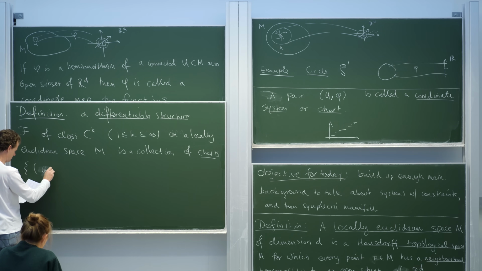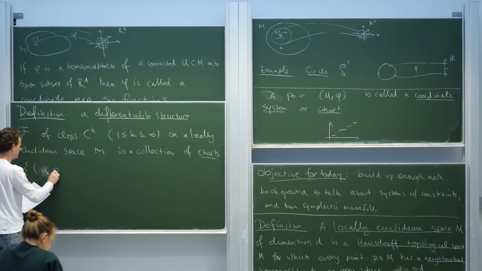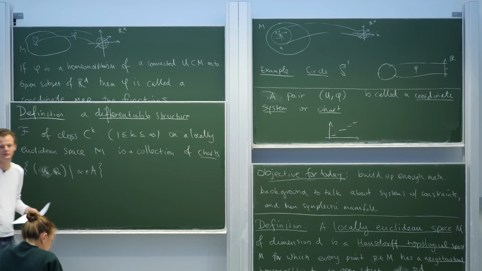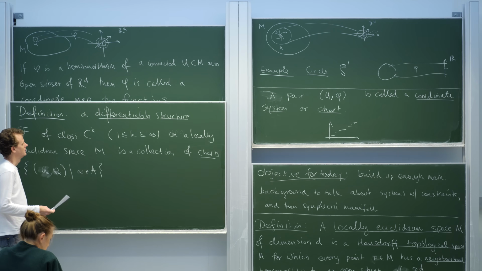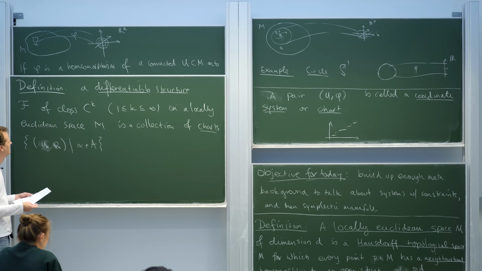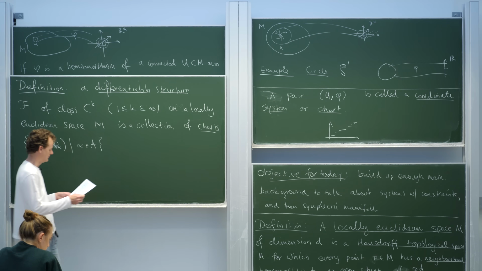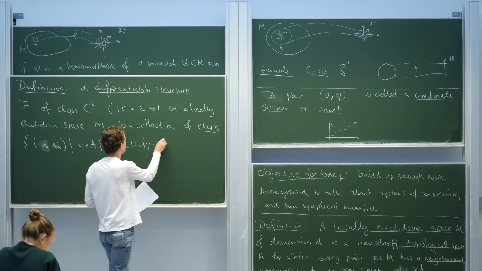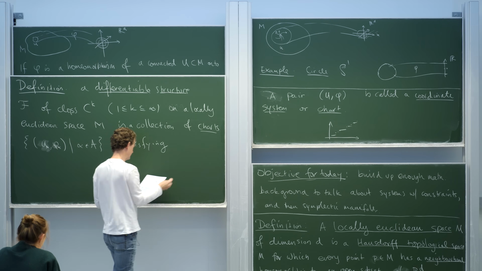It's a bunch of charts now. Not just one anymore, but lots. U alpha, phi alpha. And these alphas are running in some indexing set A. It might be a finite set, it might be an infinite set, it might be an uncountably infinite set of charts. So it's a bunch of charts satisfying some extra conditions.